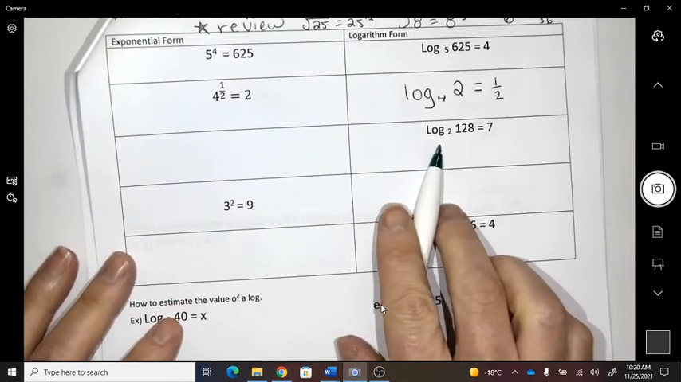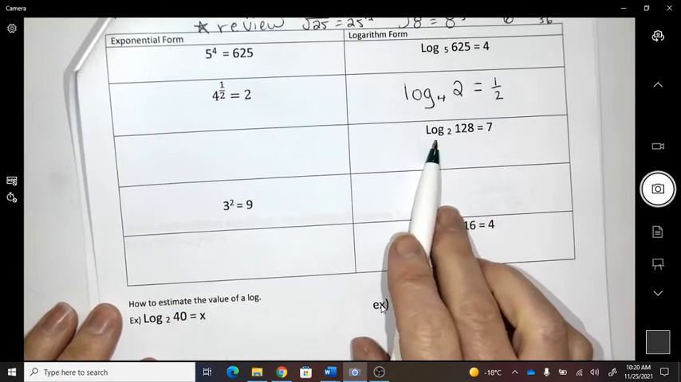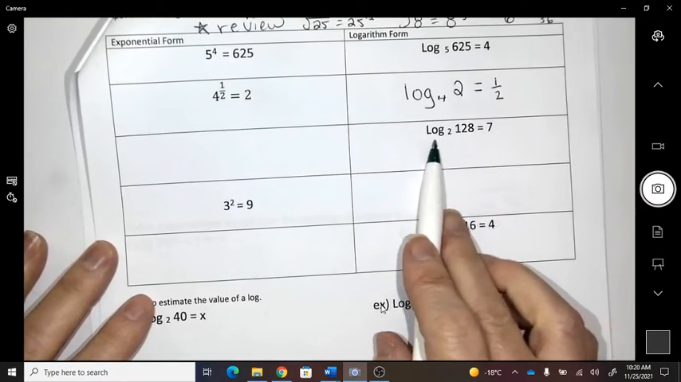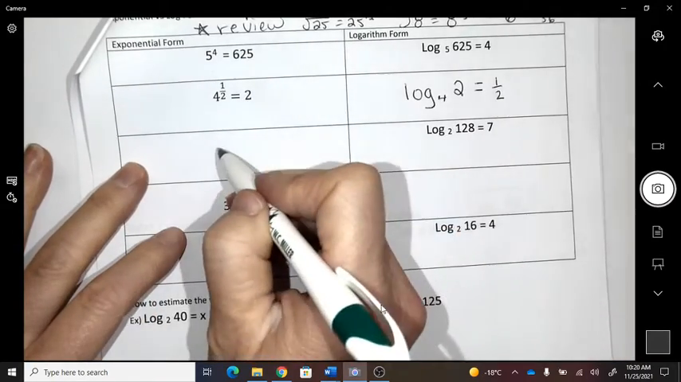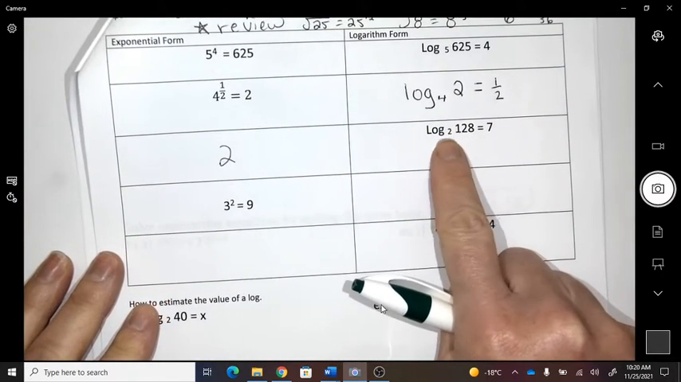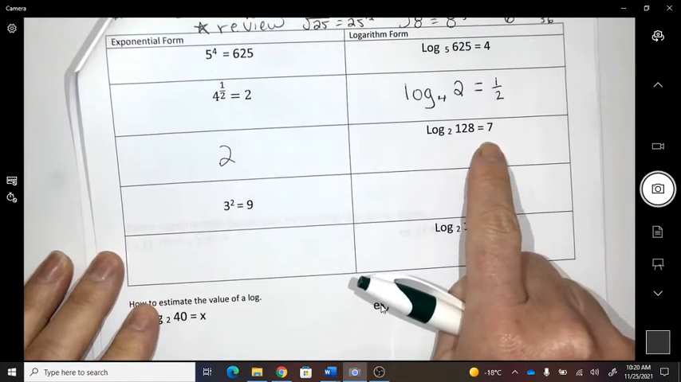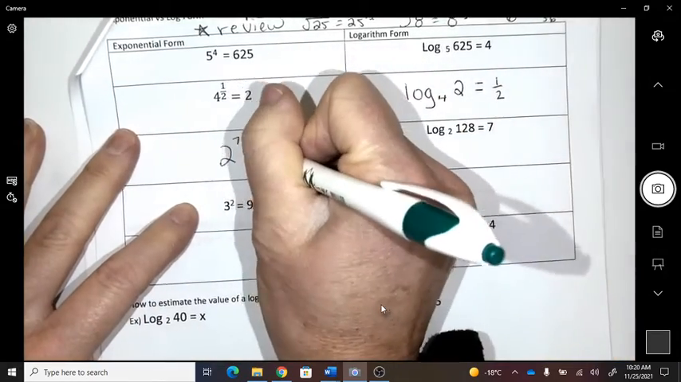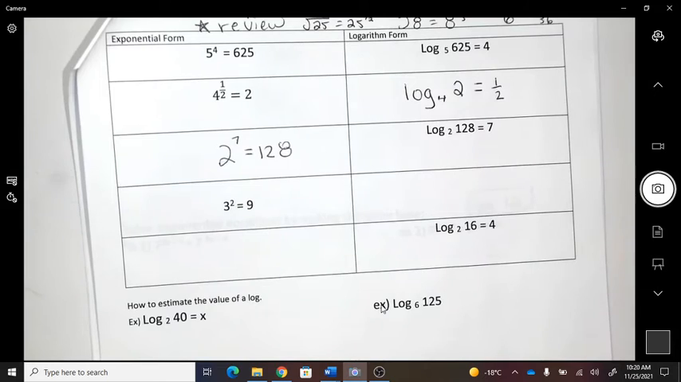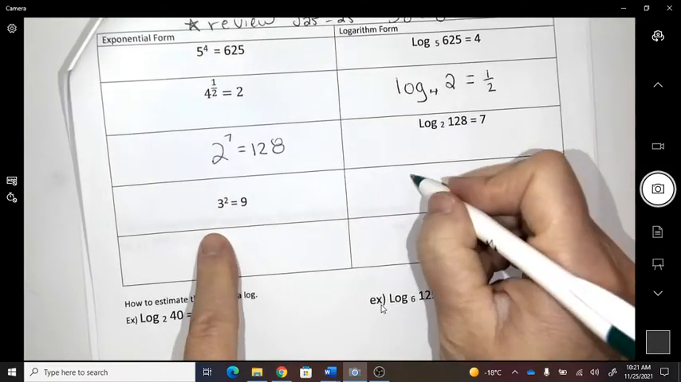Okay. Here we go. What's the base? When I look at this one, what's the base? 2 is the base. The exponent is 7. 2 to the 7th equals a result of 128.